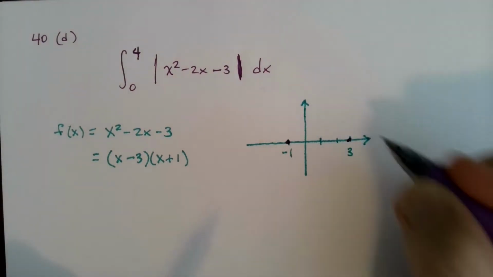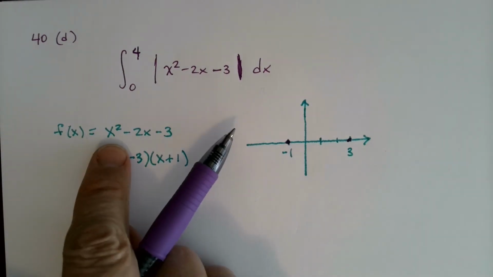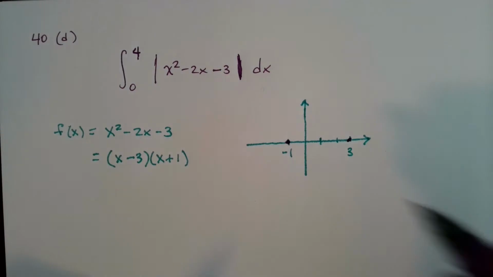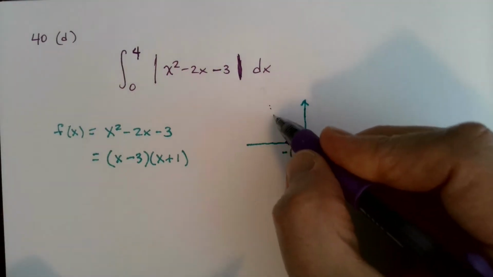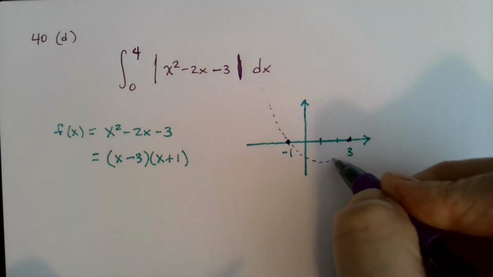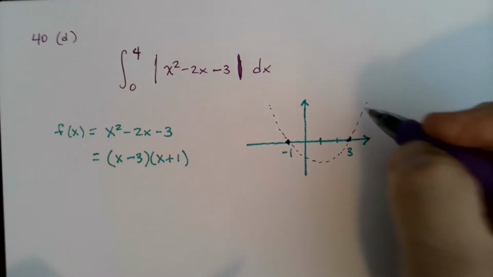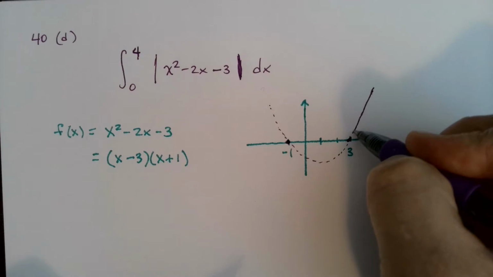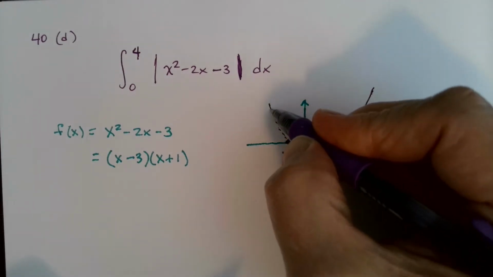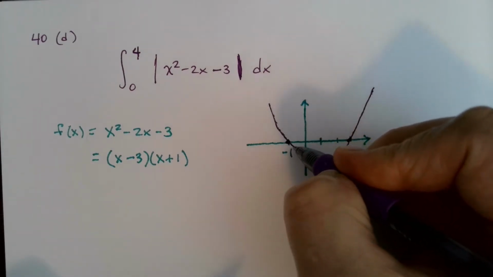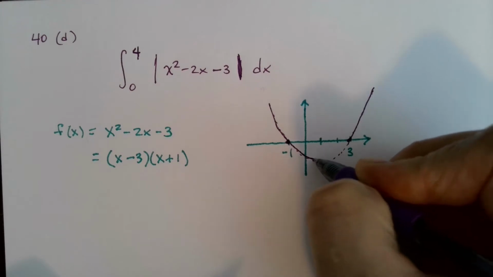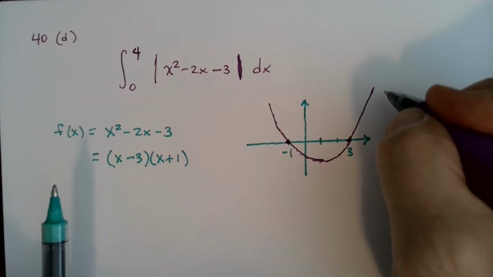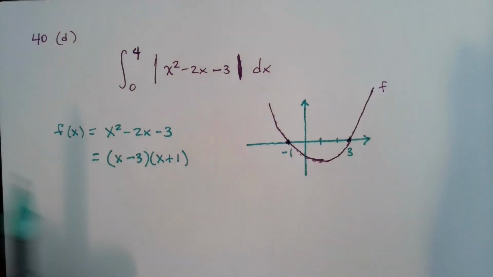Further, I know this is a parabola opening upward. You should all identify that, since the coefficient of the x squared term is positive. And so it's going to look something like this. I can sketch it a little better, but this is sufficient for what I need here. So here is the graph of this function. Is this the function we're integrating from 0 to 4 in this problem? No, we're integrating the absolute value of this function. So this is the graph of the function f.